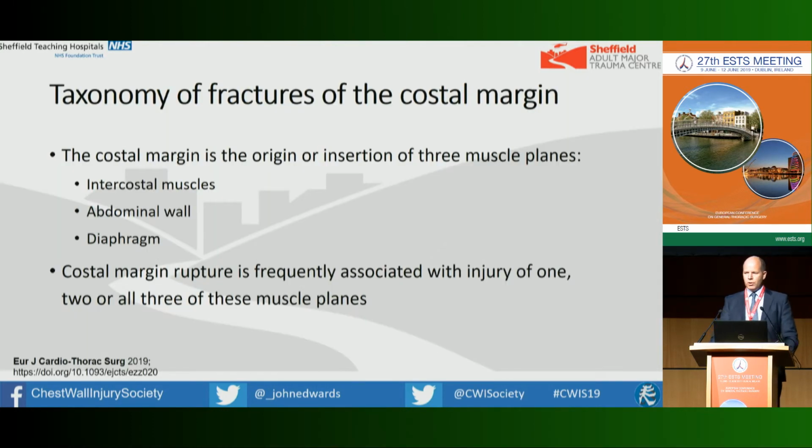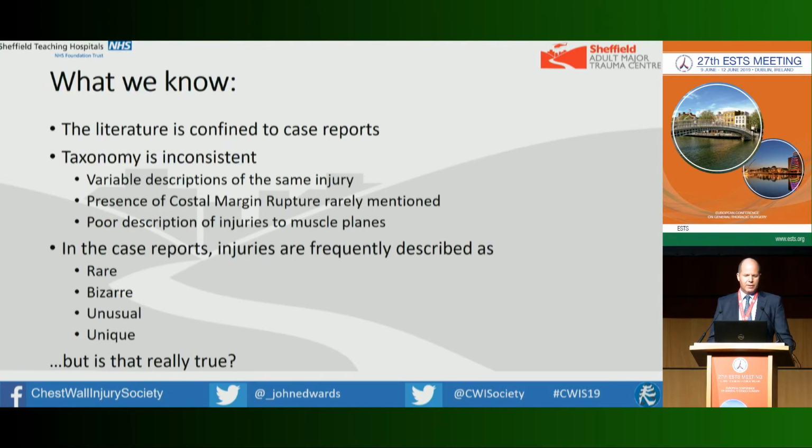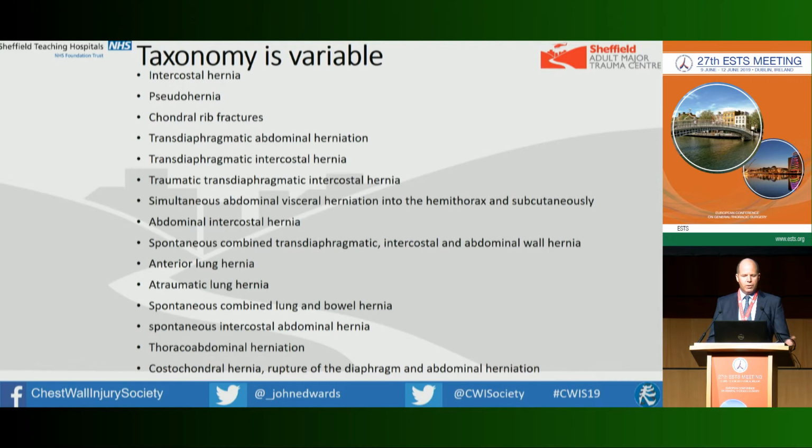When it comes to the costal margin, it's more difficult again, and we recognize that there are 3 different muscle planes attached to the costal margin, and costal margin rupture may include injuries to these muscle planes. Again, taxonomy is incredibly inconsistent. The case reports in the literature frequently describe these as rare, bizarre, unusual, unique. You see multiple different terms for very similar injuries.